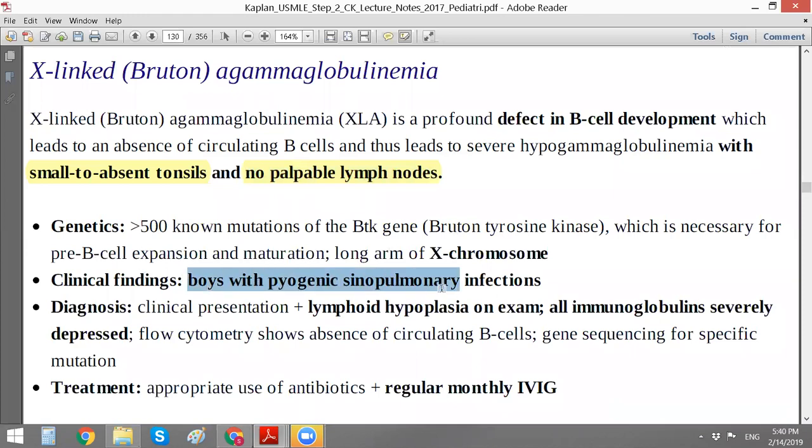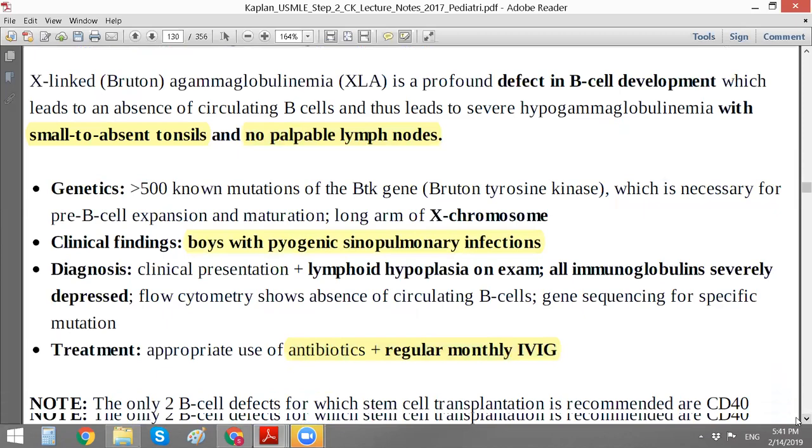So this is X-linked agammaglobulinemia. When we see the clinical picture plus lymphoid hypoplasia on exam, all immunoglobulins severely depressed, flow cytometry showing absence of circulating B cells, gene sequencing is required for the specific mutation. Treatment is appropriate use of antibiotics and regular monthly IVIG. So boys with sinopulmonary infection is X-linked agammaglobulinemia.